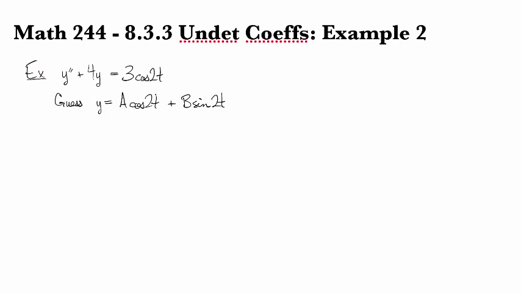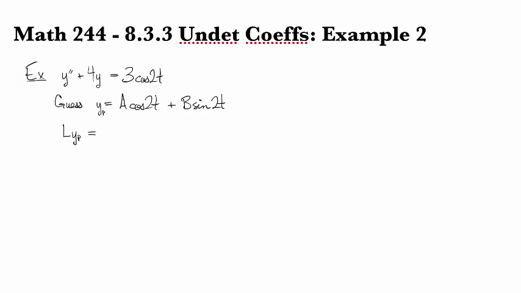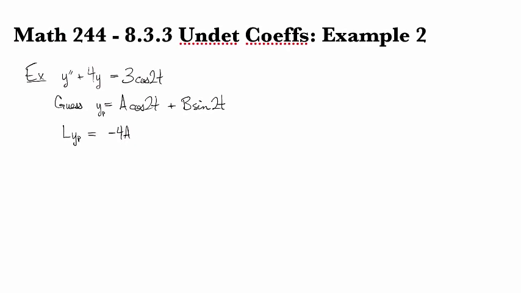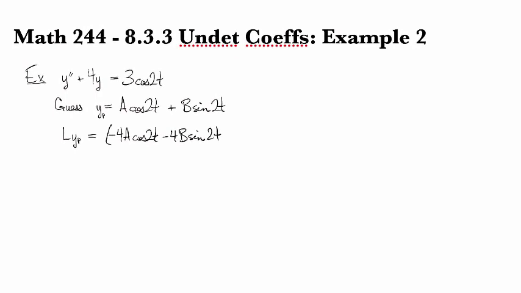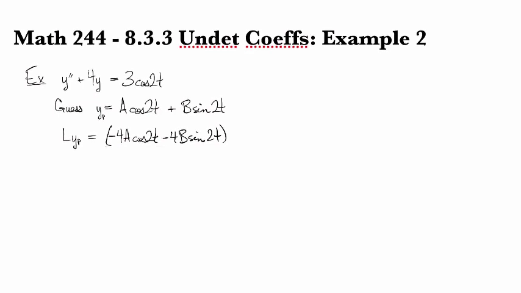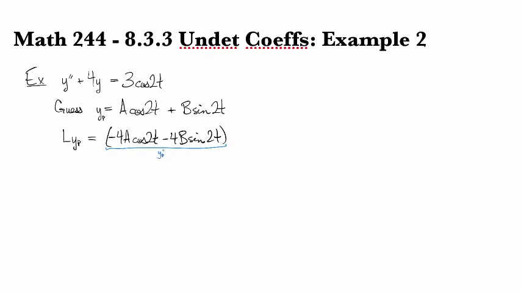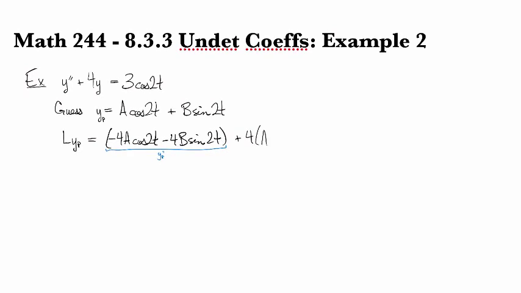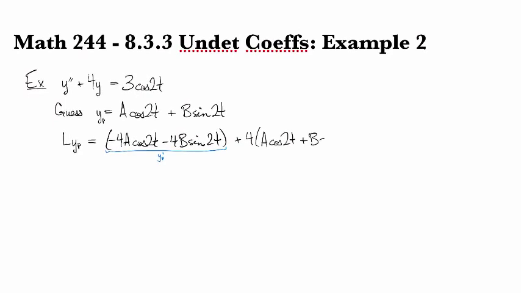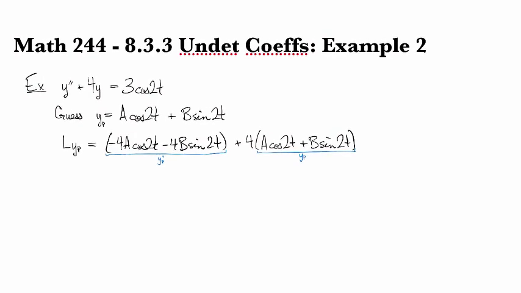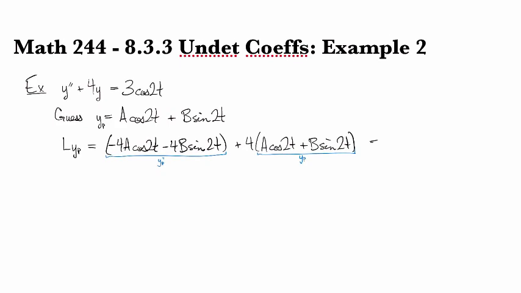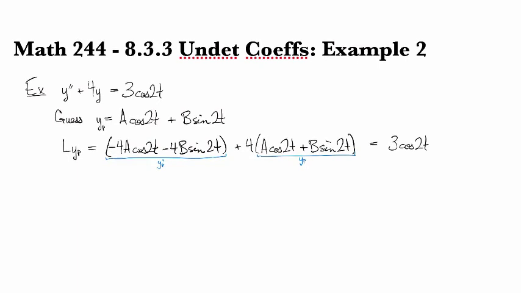So let's see. If we apply L to this guess for our particular solution, we're going to have the second derivative of this, so this would be minus 4a cosine 2t minus 4b sine 2t. So that's our second derivative. And then we're going to have plus 4 times the original thing, a cosine 2t plus b sine 2t. And so that's our original guess.